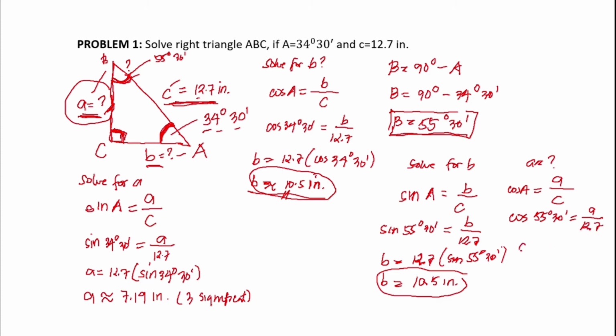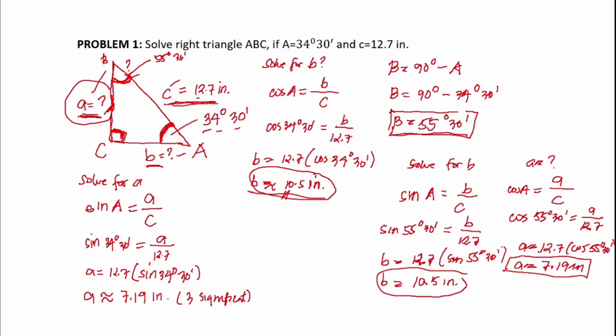So therefore our A is equal to 12.7 times cosine of 55 degrees and 30 minutes. So our A here would equal 7.19 inches. The same way with this one, we have 7.19 inches.